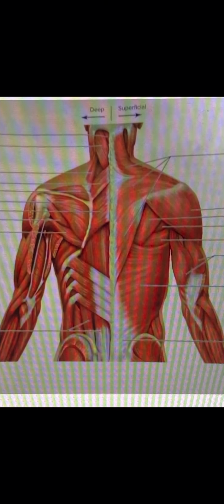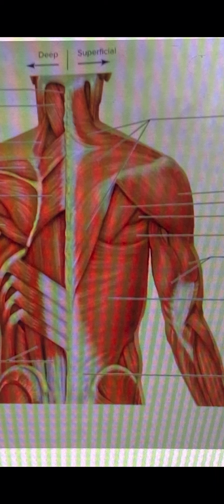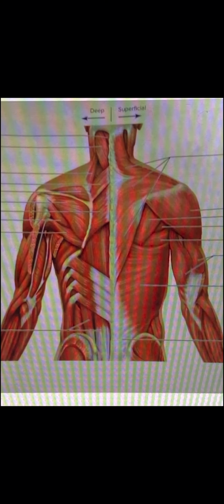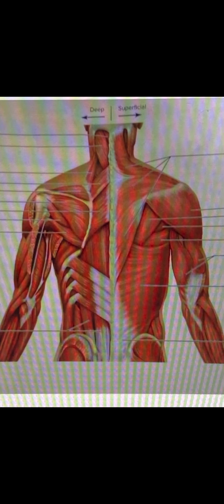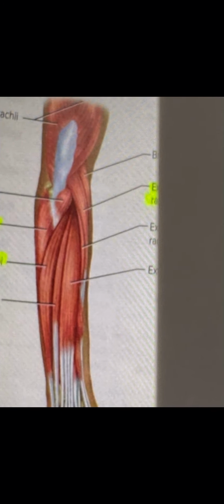teres minor, which is above the teres major, located right there. The deltoid, of course, which is the arm. Then the triceps brachii in the back of the arm. And then the latissimus dorsi. Next slide. Sorry for it being very ghetto.